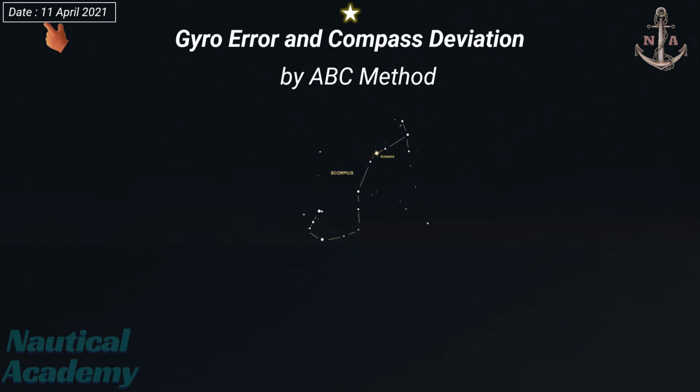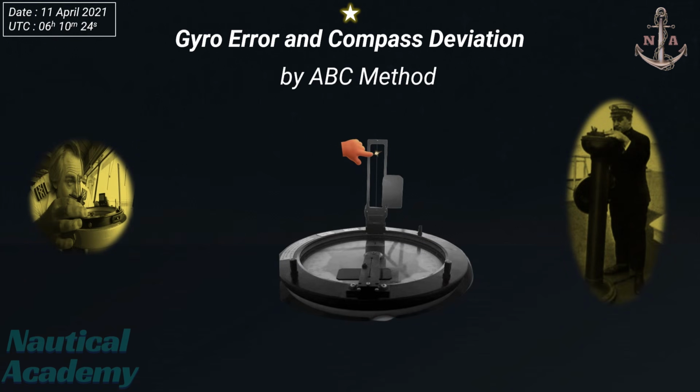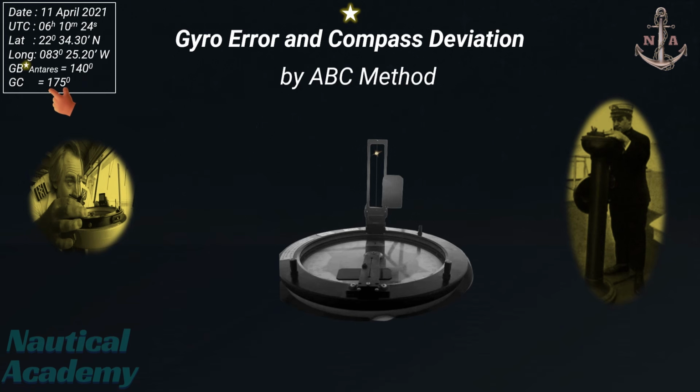Let us assume that on the 11th of April 2021, at 0610 hours and 24 seconds, the gyro bearing of the star Antares was observed to be 140 degrees. At the time of observation, the ship's GPS position is as shown. The gyro course is 175 degrees, while the magnetic course, taken from the ship's magnetic compass, is 169 degrees. The variation in the locality is 7.1 degrees east.